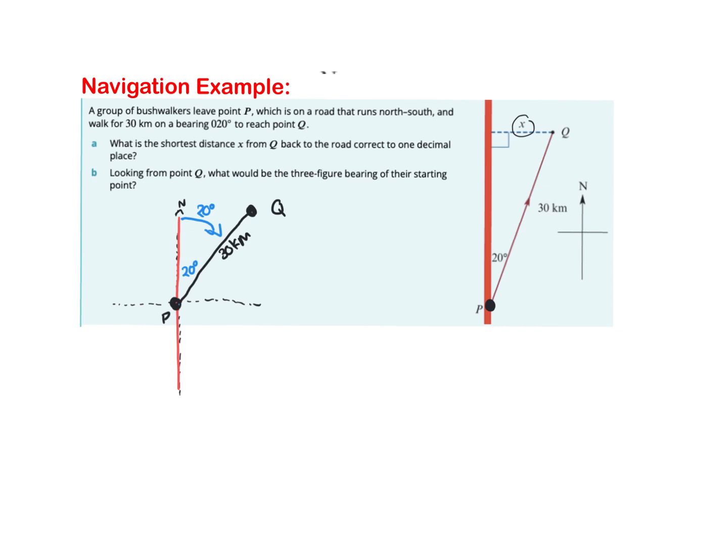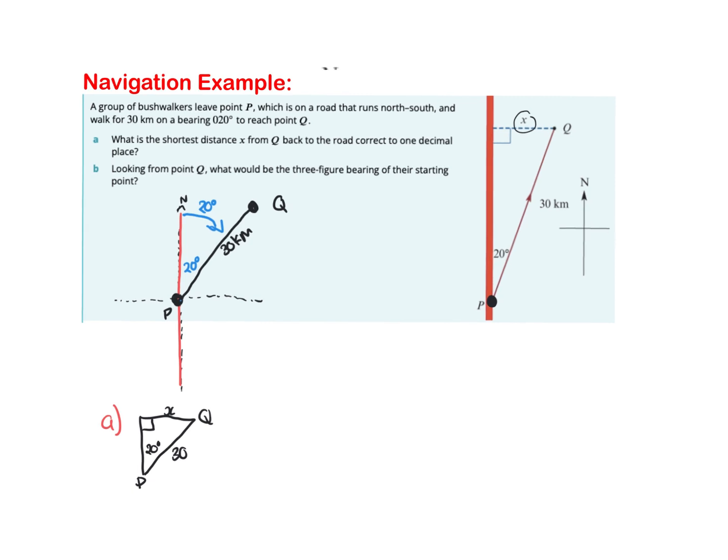Can you see you've got a right angle triangle? If we were doing question A, take the triangle out of the scenario so that it's easy. This was P, this was Q, that was 30, there's my right angle, and there's X. We also know this is 20 degrees in there. They want to know X, so that would be my opposite side over my hypotenuse side.